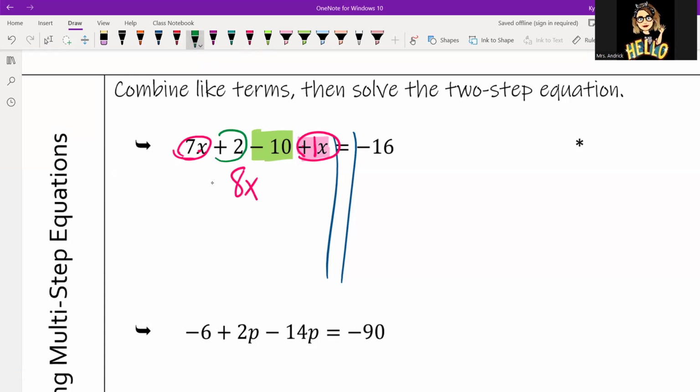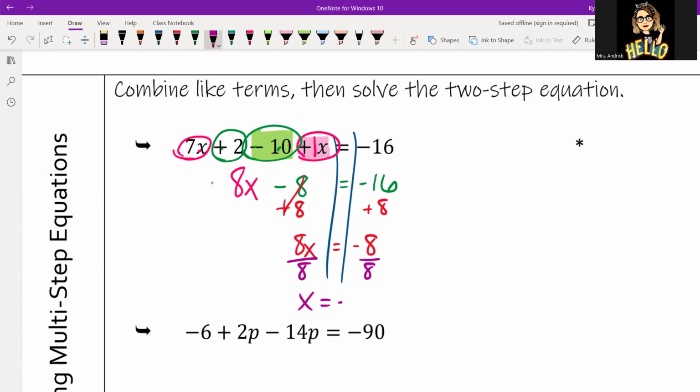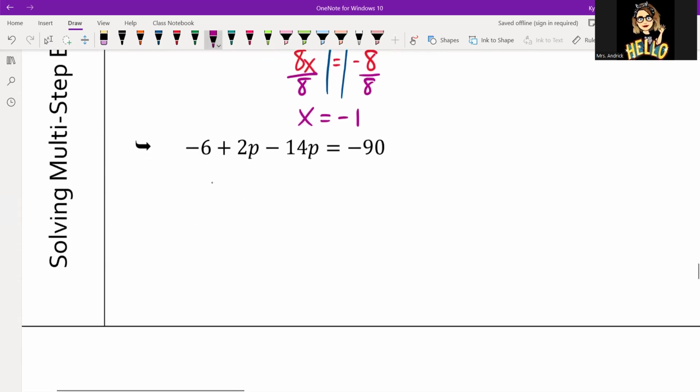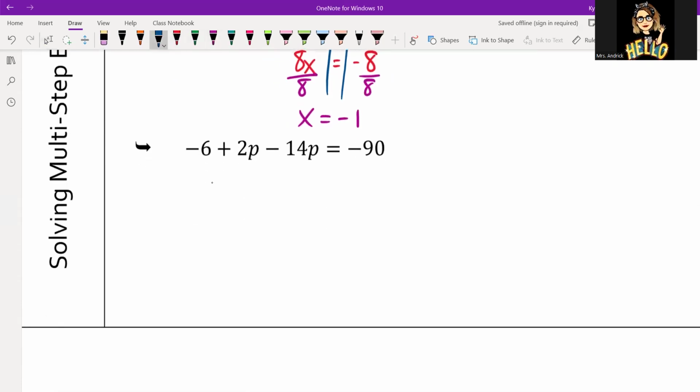And then my constants, my numbers, are the same. 2 minus 10 is negative 8. And we're going to set that equal to whatever's left, negative 16. Now we just have a two-step equation where we do the opposite of adding and subtracting first, then dividing. So we're going to add 8 to both sides. That cancels. We have 8x equals negative 8. Now take it another step, divide both sides by 8. X equals negative 1.